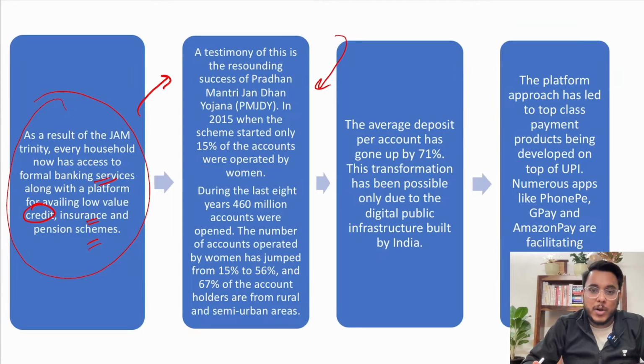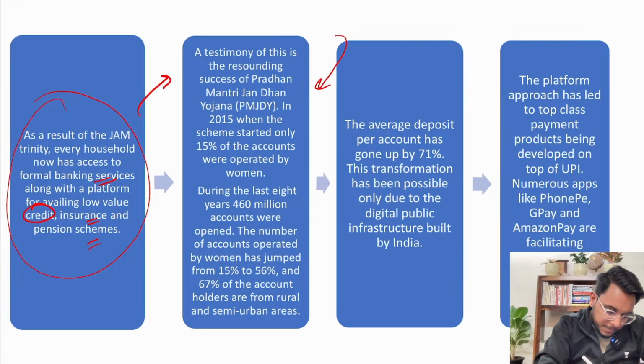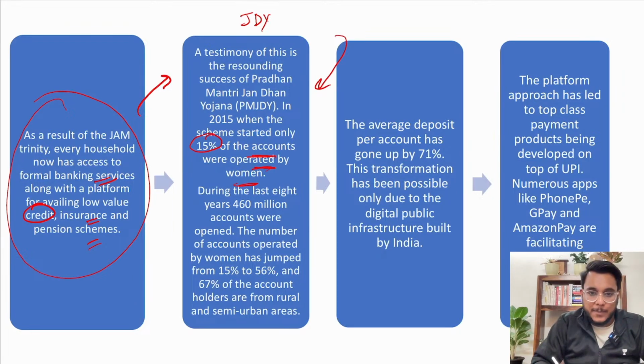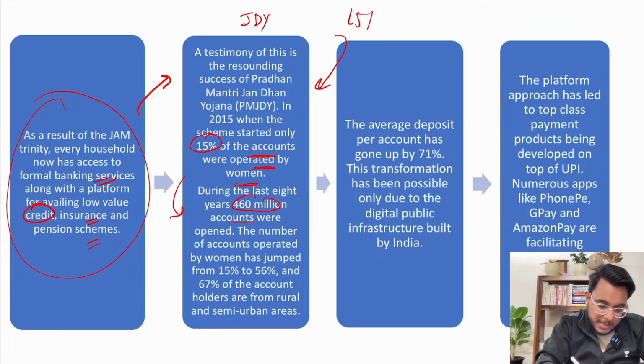Now, as per these particular data, before the Pradhan Mantri Jan Dhan Yojana, when we talk about bank accounts, only 15% of the bank accounts were operated by women. But in the last 8 years, 460 million accounts have been opened, which is very huge. And the number of accounts being operated by women has increased from 15% to 56%.